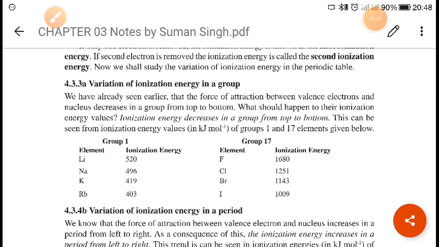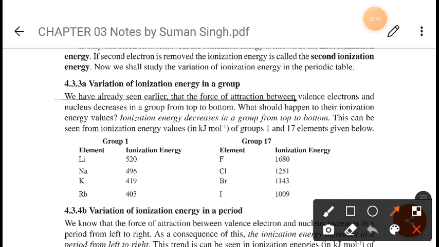Okay, it will increase across the period, right? Now next, the gradual increase in the value of ionization enthalpy on moving from left to right in the period is due to the combined effect. It is not only one factor that determines this. There are multiple factors because of which there is a gradual increase in the value of ionization energy. So what were those factors, we will see.